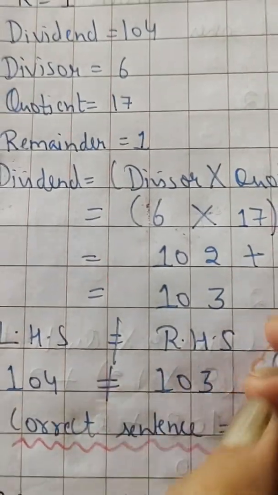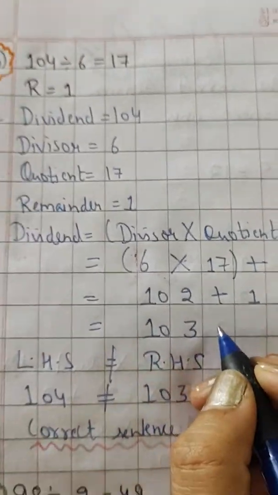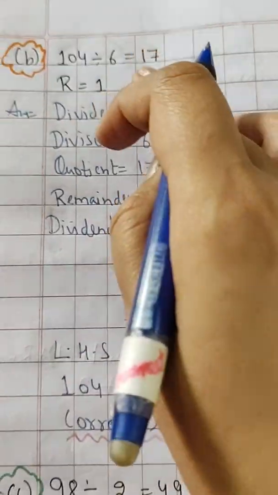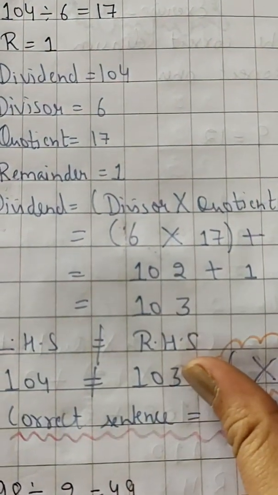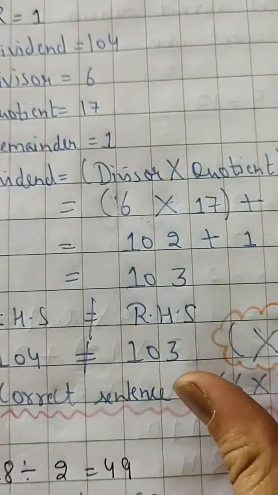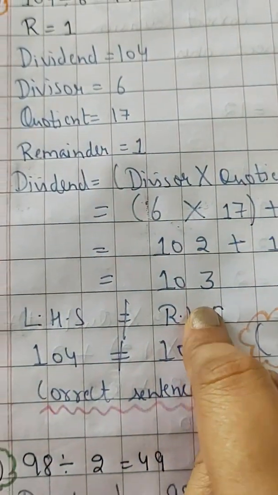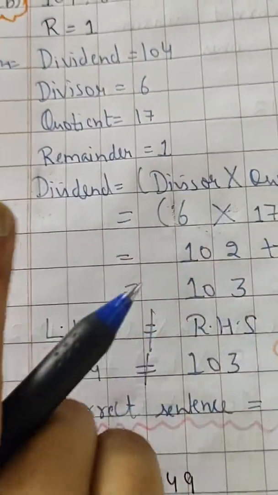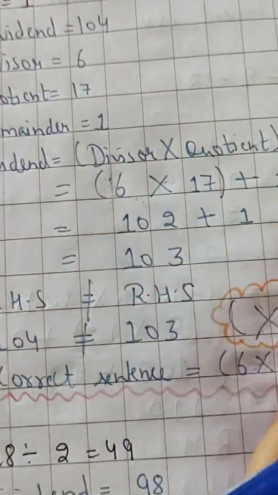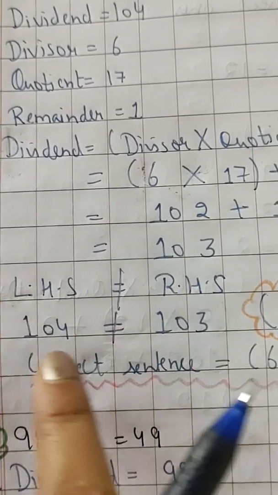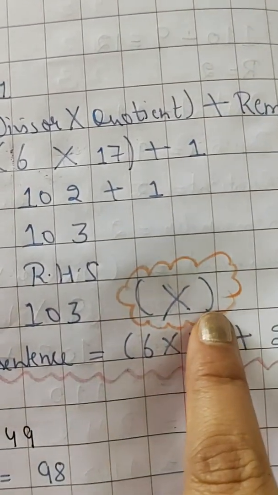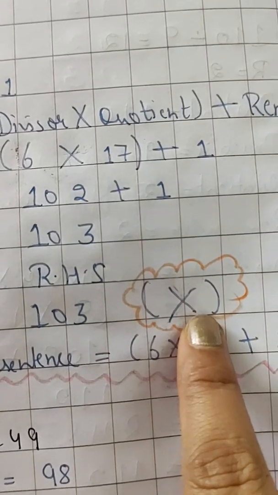Now as you can see, 104 is different from 103. Here 104 is there, here 103 is there, both are not equal. So it means LHS is not equal to RHS. The dividend is not equal to this answer that came. 104 is not equal to 103. So you will put a cross. You will put a cross like this.